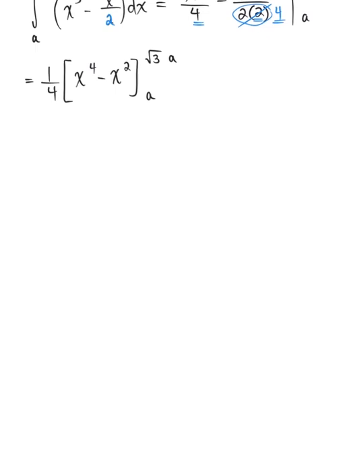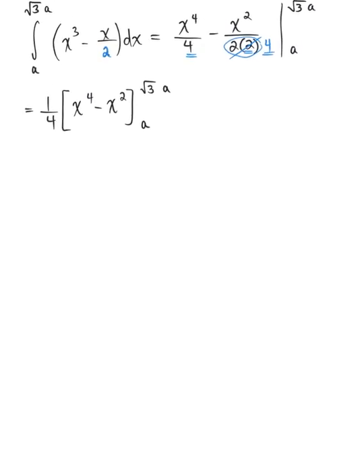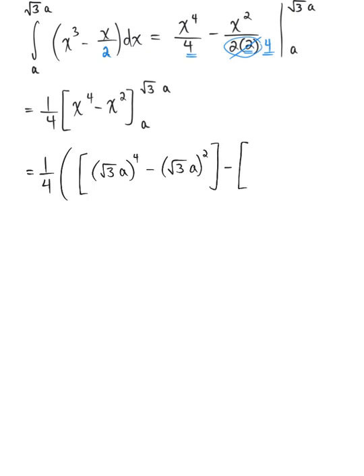And so here we go. I'm going to keep that 1/4 on the outside. So we're plugging in the upper bound. So I have the square root of 3 times a to the fourth minus the square root of 3 times a squared minus, and now we're evaluating at the lower bound, so this will be a to the fourth minus a squared.